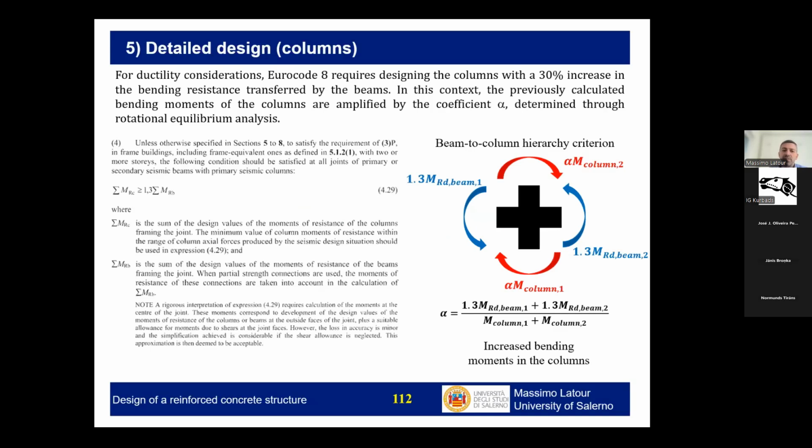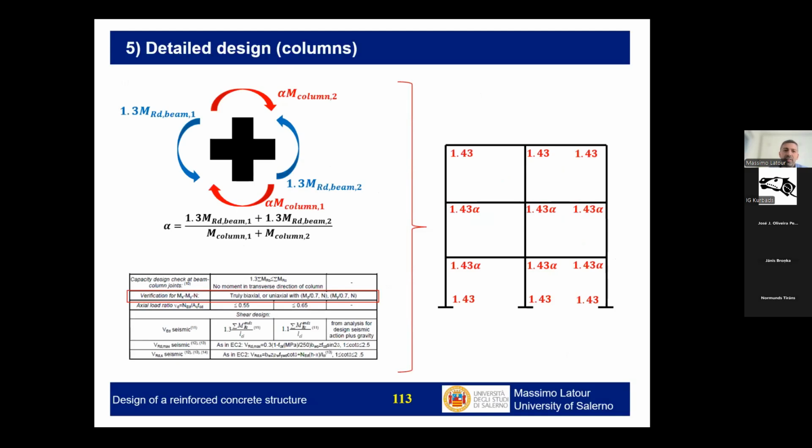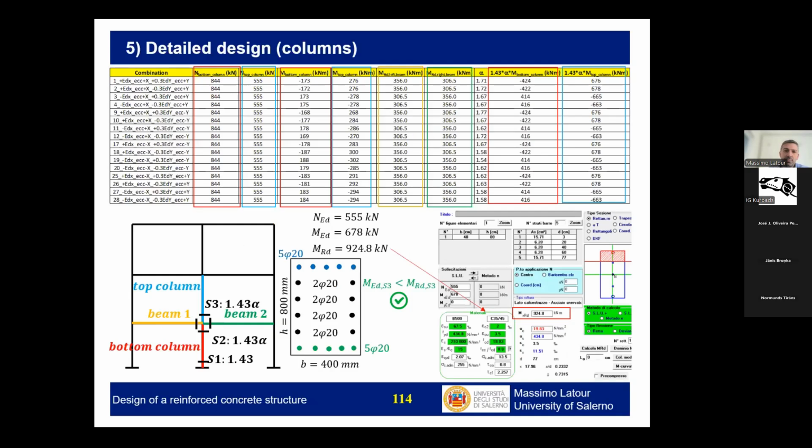Alpha will be derived as the ratio between the resistance of the beam converging in a column, in a joint region of a column, magnified by a factor equal to 1.3 for giving sufficient overstrength, divided by the design forces. So in the end, if we make this procedure, we magnify the bending moment in the column by 1.43 to account for biaxial bending, and alpha to account for the overstrength we have to provide.